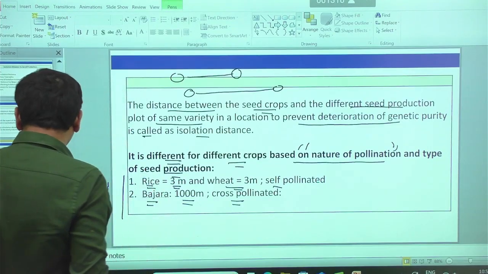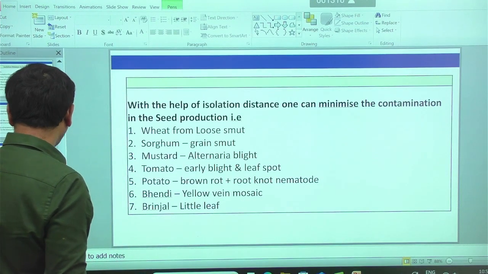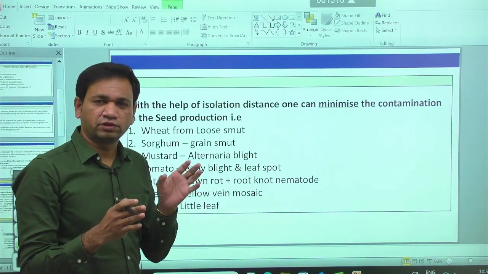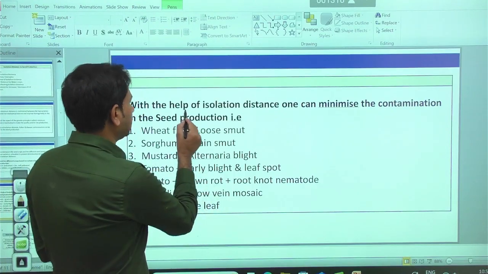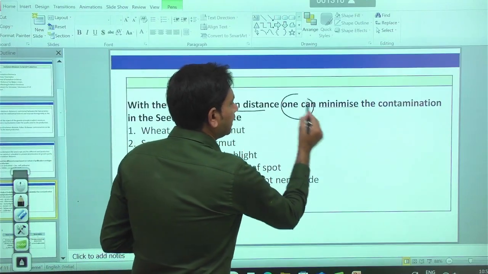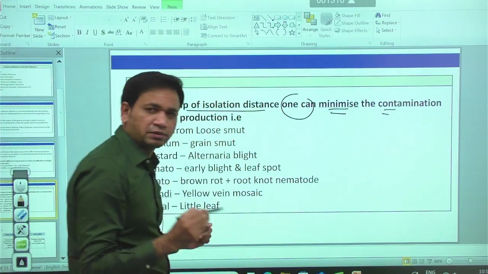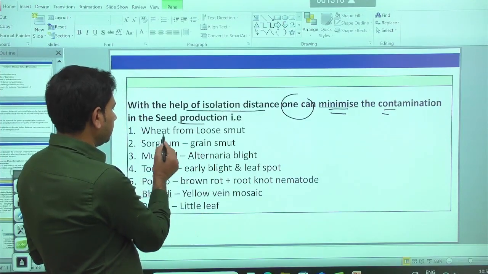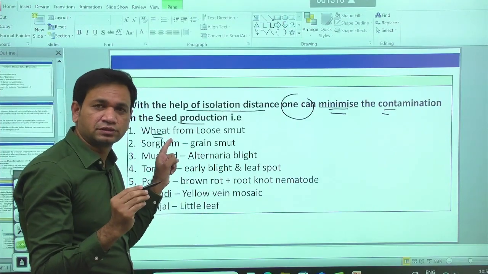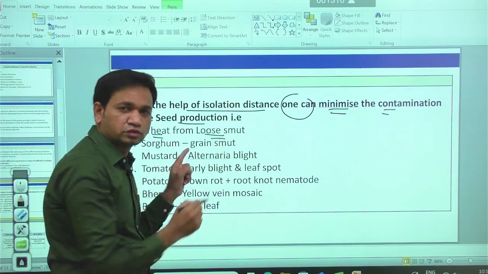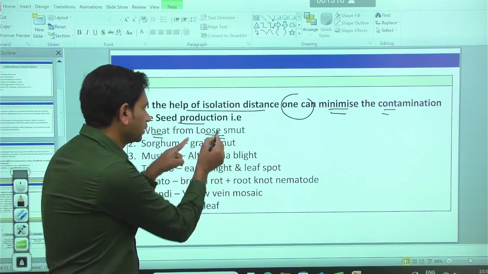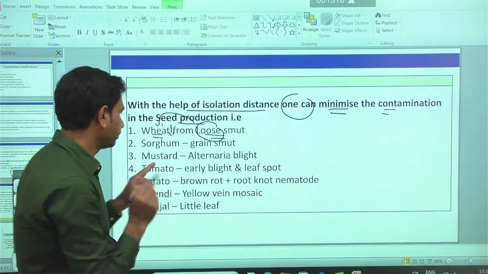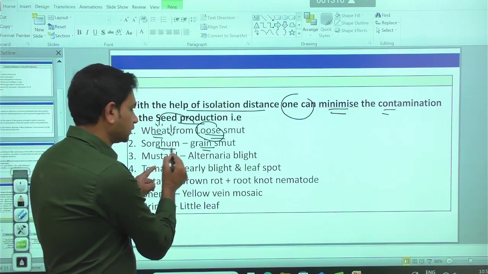So here in the given slide we have some examples and case studies. Whenever you follow the minimum distance between one field and another field, with the help of the isolation distance, one can minimize the contamination in seed production. So we can make quality seed production in the case of the wheat crop, as contamination from loose smut can be minimized as much as possible. Then contamination from grain smut in sorghum can be minimized.